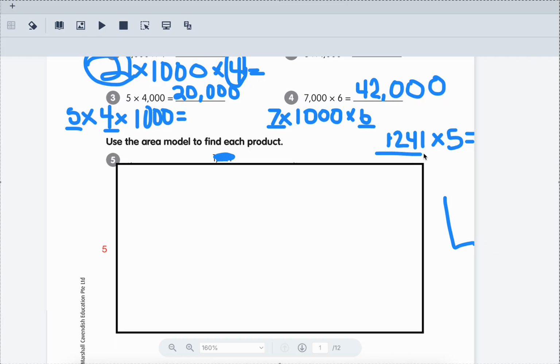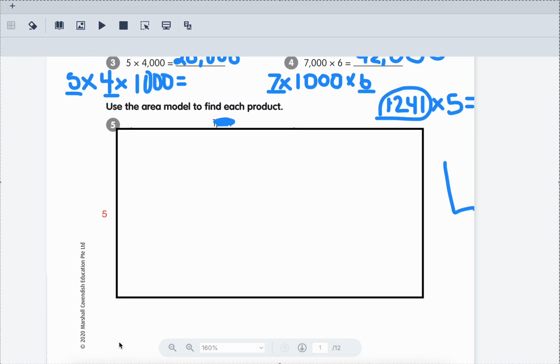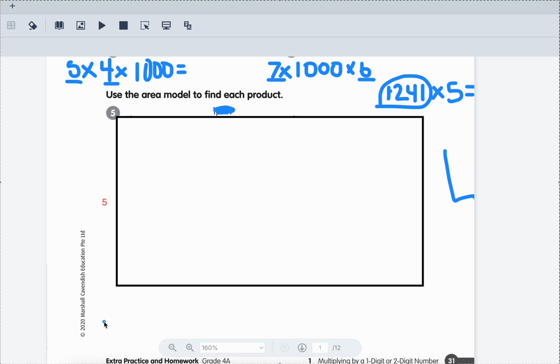So we're going to look, and we're going to break out 1,241 into expanded form. I'll do it at the bottom of my page. You're going to do it wherever it fits. So I know 1,241 is 1,000 plus 200 plus 40 plus 1. Am I right? Check your work.